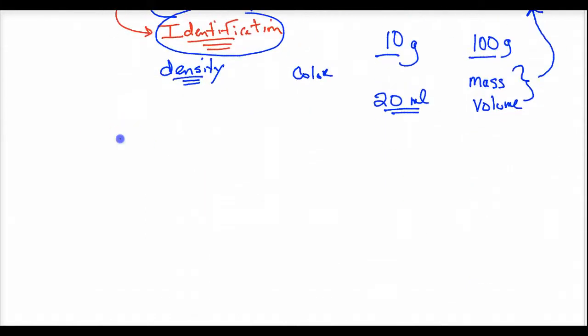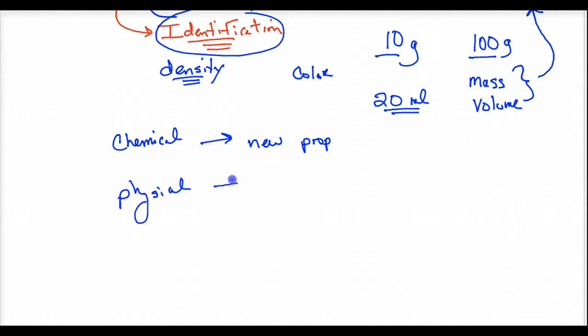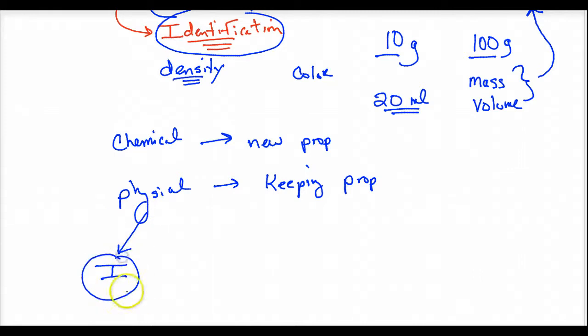and chemical properties are based on making new properties. Physical is about keeping the properties. You're not changing the chemical, so you're keeping the properties. And there's two types. There's the intensive, which is used for identifying things based on their properties. And then you have extensive, which is based on the size of the sample.